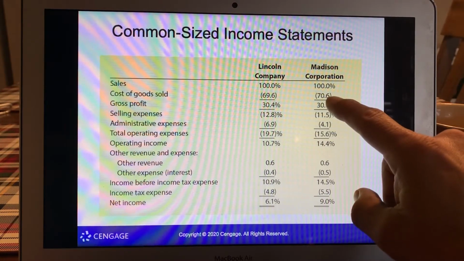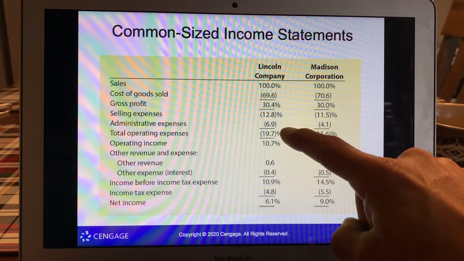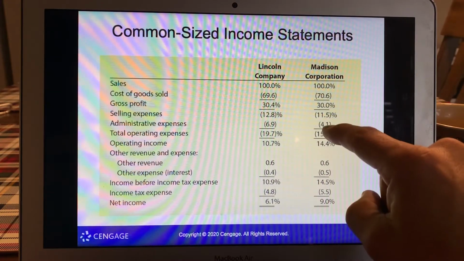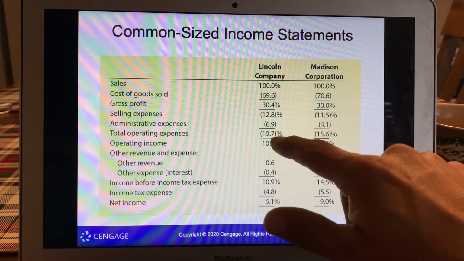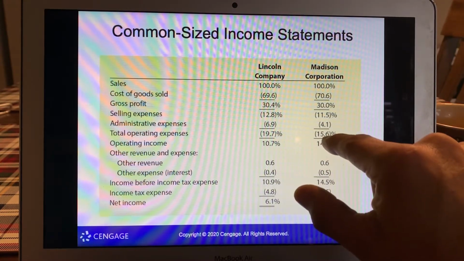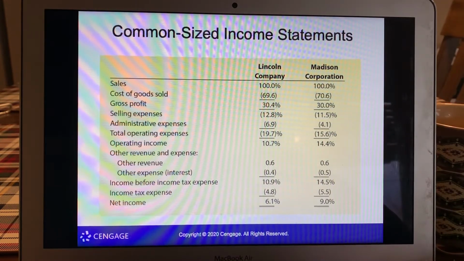They're pretty much the same, although our administrative expenses are higher, 6.9, almost 3.3 percentage points higher than this company. So something's going on there. So look at our total operating. The difference is almost 4% there. So those are some things that you look at whenever you compare company to company, or industry averages as well.